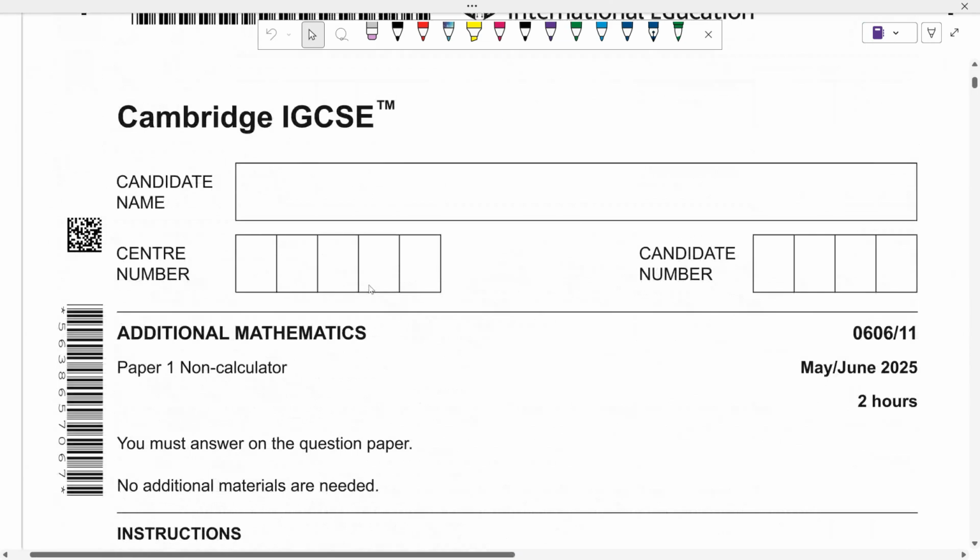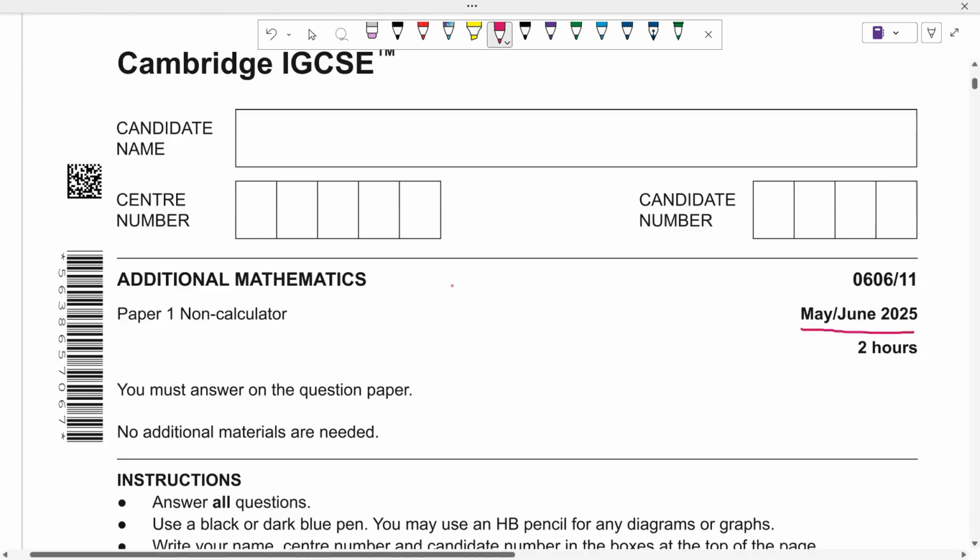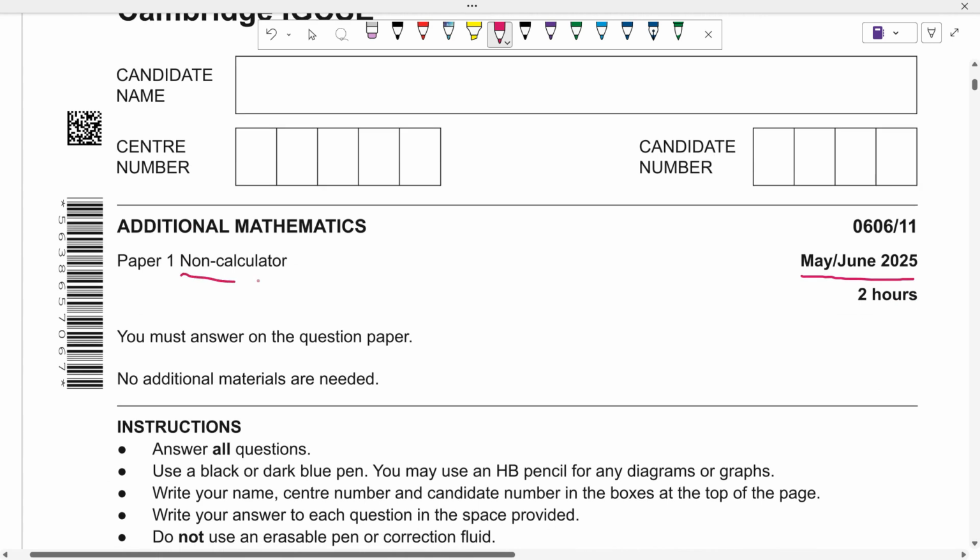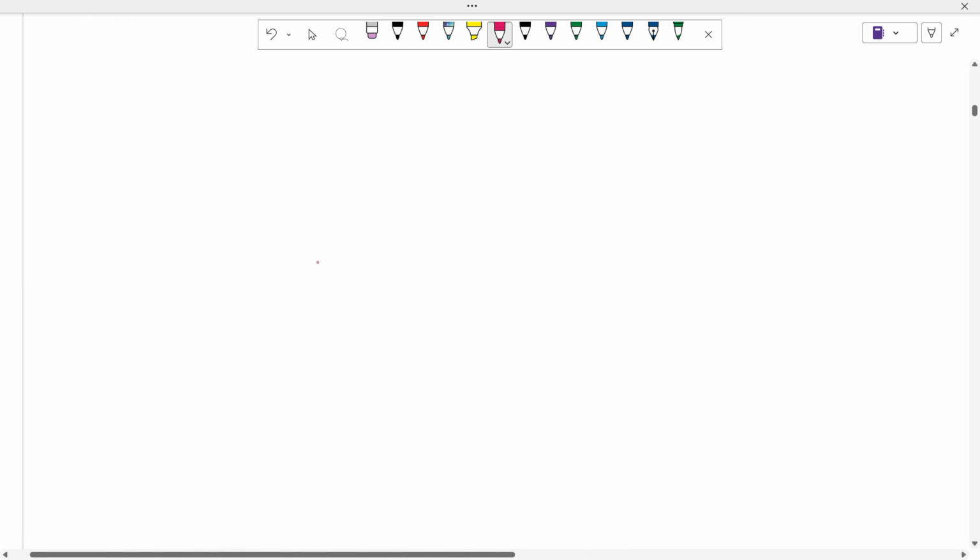Okay, we are going to start Cambridge IGCSE, and this is a paper from the session May-June 2025, and the code is 0606/11, and this paper is the non-calculator. Let's move to question number 1.